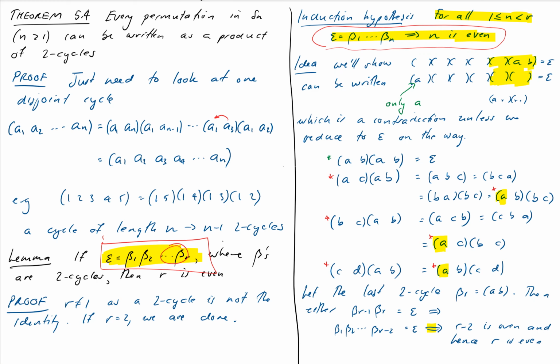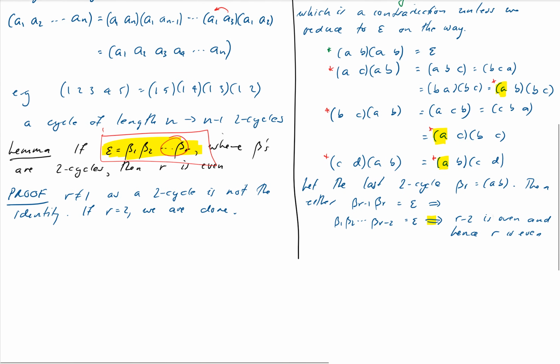Then, if the first case applies here, the one I put the green asterisk on, then those 2 will become the identity, and so our product of r 2-cycles has now become a product of r minus 2 cycles. And by our induction hypothesis, we have a product of 2-cycles equaling the identity where the number of them is smaller than r, and so that number must be even, which gives us r being even. So that is our first case where the 2 things collapse down into the identity.